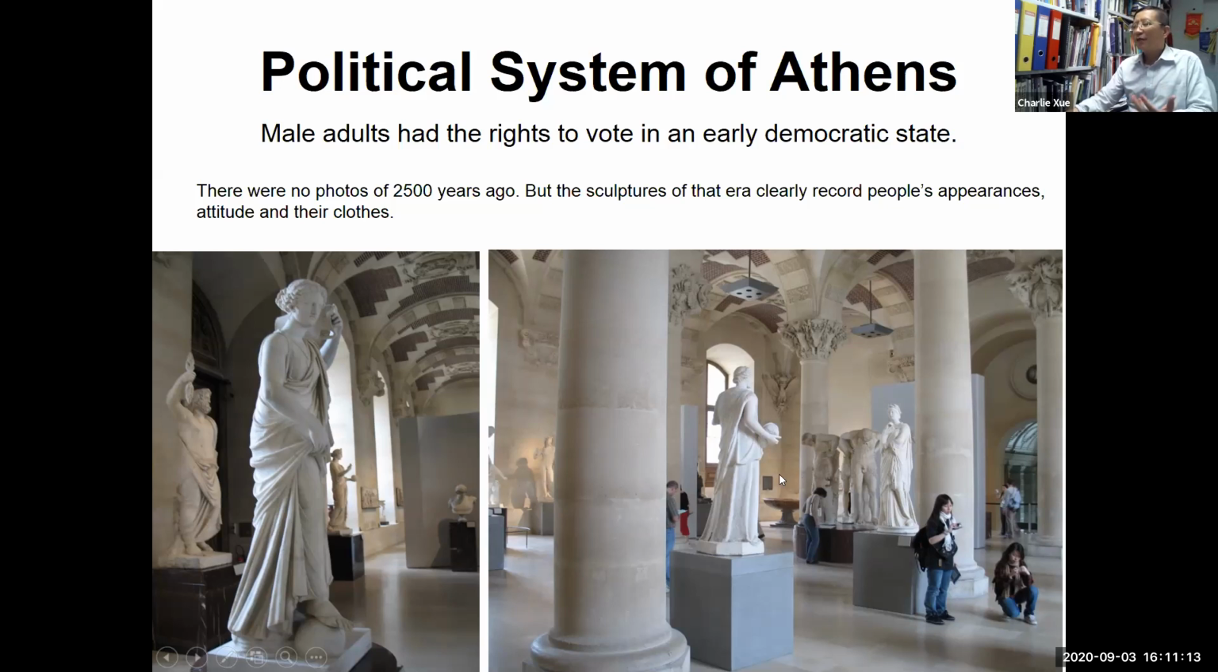Greek people love sports. They love a lot of sports. Why Olympic? Olympia is a place in Greece, and the spirit of the Olympics has gone forward for 2,000 years. Athens is the capital city of Greece. And every male can vote, so they called themselves a democratic state at that time.